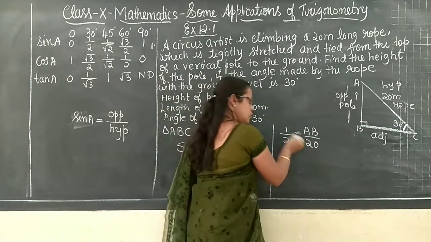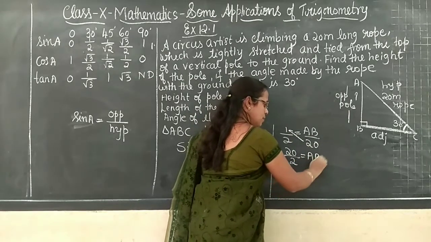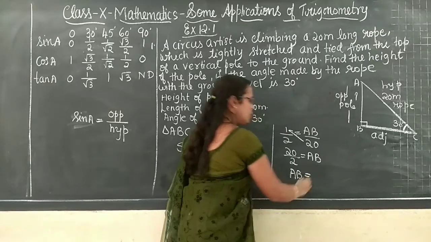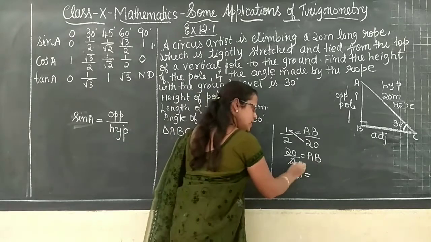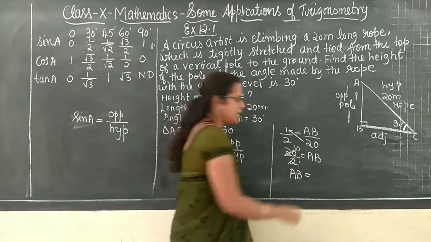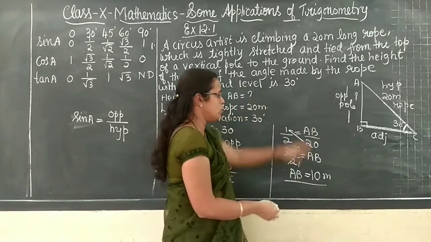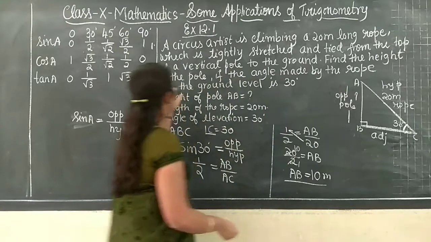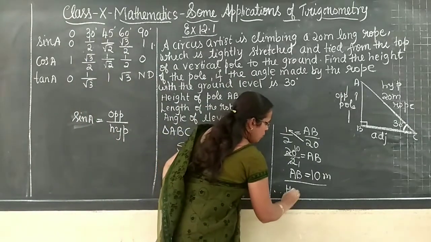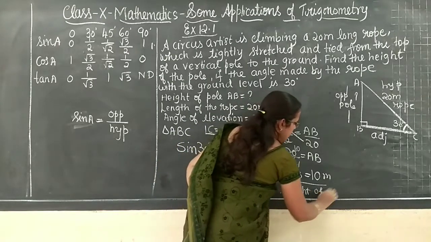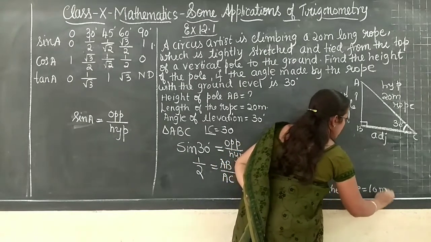Okay, so see here. Just cross multiply. 20 ones are 20, by 2, is equal to AB. 2 ones are 2, 2 tens are 20. What is the answer? AB is equal to 10 meters. You can understand. Is it okay? So what is the height of the pole? Therefore the height of the pole AB is 10. So write it: height of the pole is equal to 10 meter.